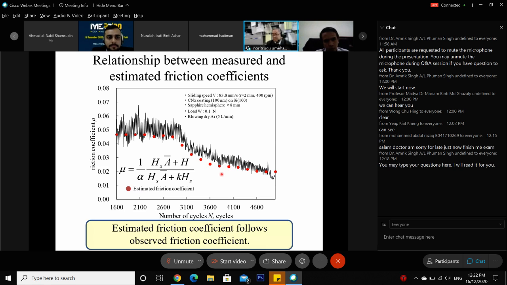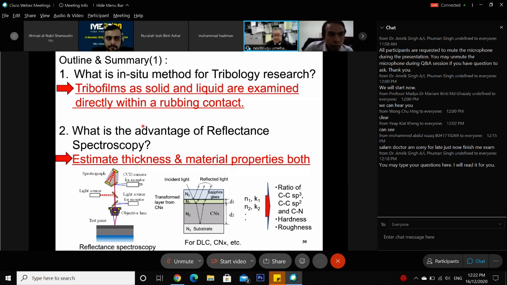Now I am finishing my talk. Anyway, this in situ method with reflectance spectroscopy is quite useful for understanding the friction mechanism.